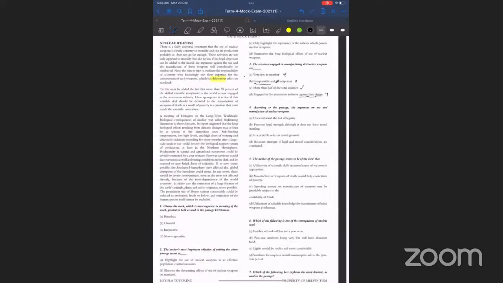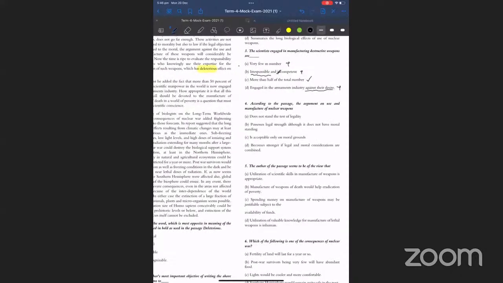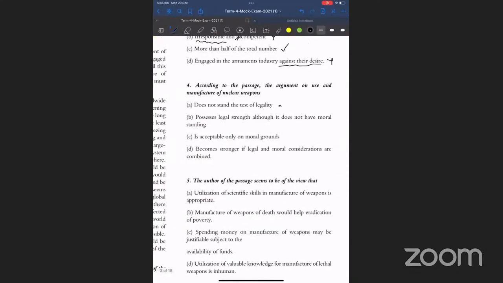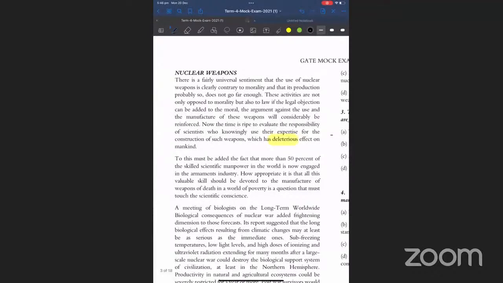According to the passage, the argument on the use and manufacture of nuclear weapons does not stand the test of legality. Not really, because we know that nuclear weapons are legal. It says that somewhere here. Let's see.